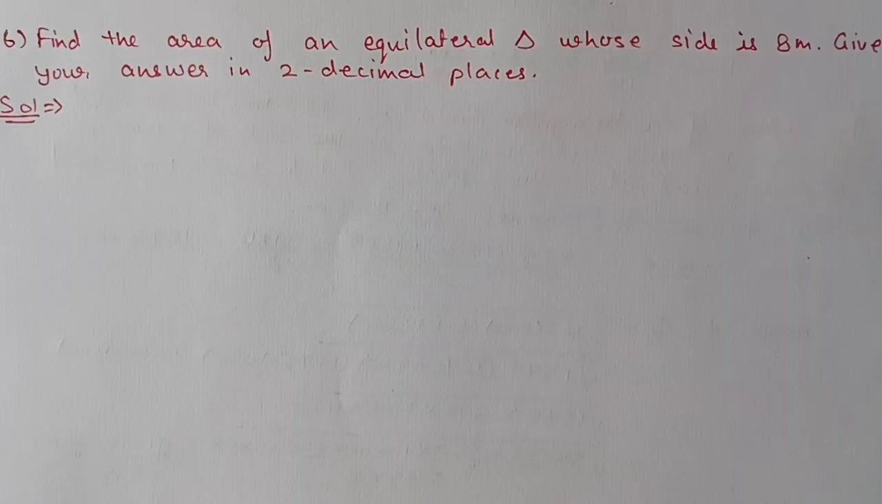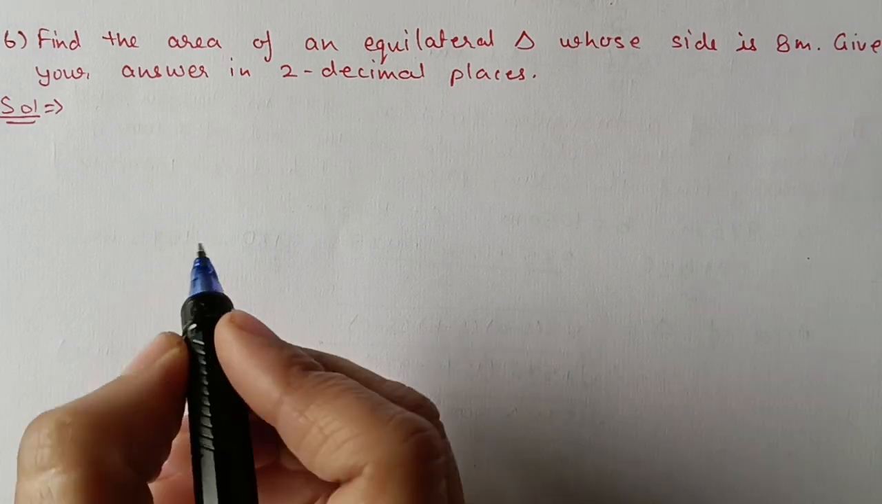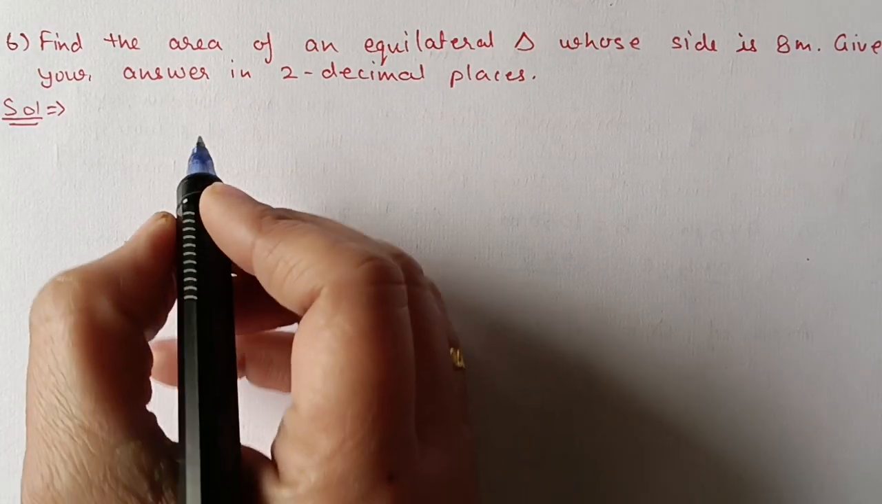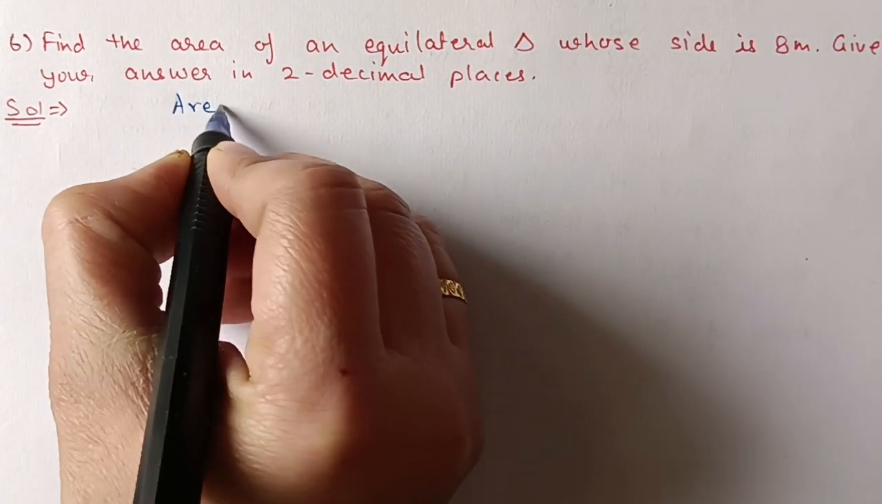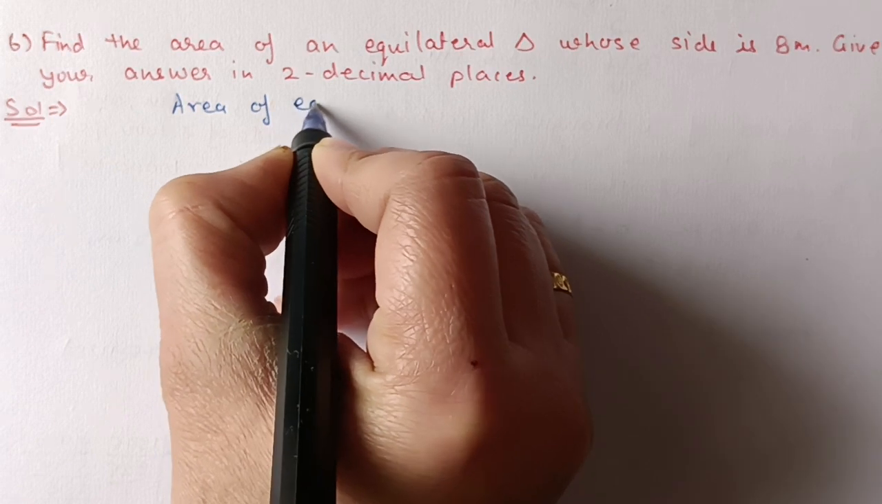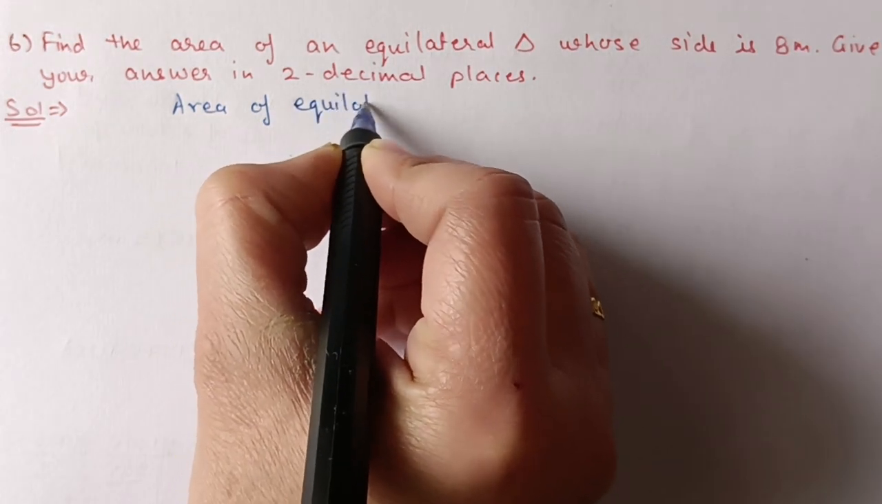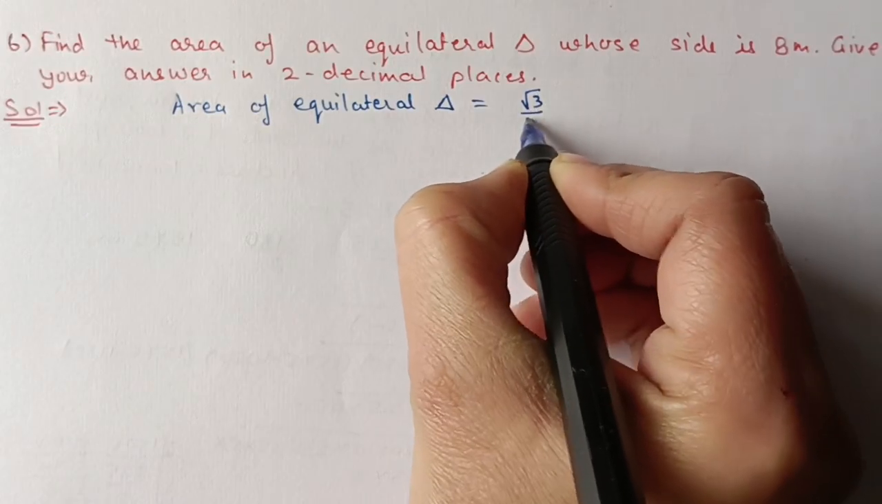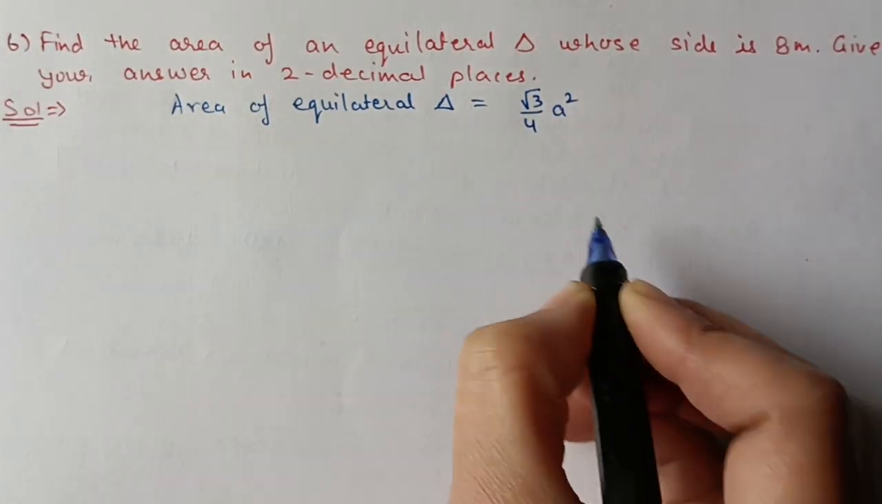Next question number 6. Find the area of an equilateral triangle whose side is 8 meter. Give your answer in 2 decimal place. So area of an equilateral triangle you can find out with the direct equilateral triangle area formula, or you can use Heron's formula here. So area of equilateral triangle is equal to root 3 by 4 a square. I am using the direct formula.